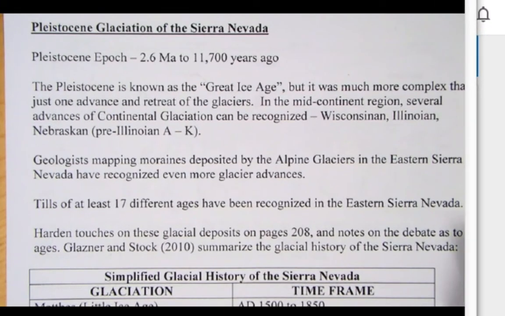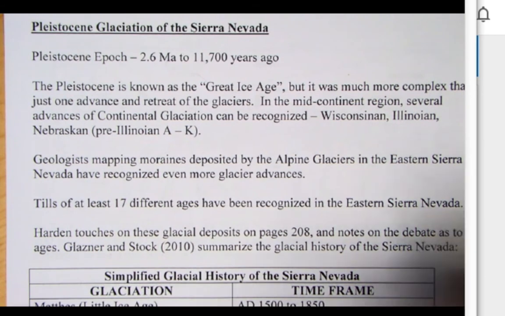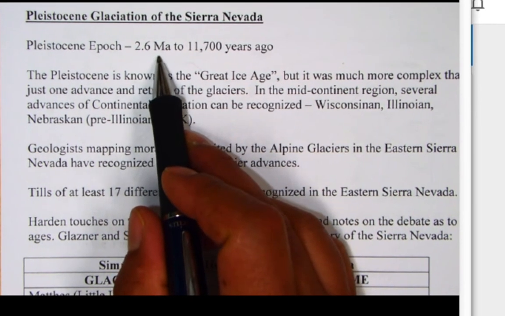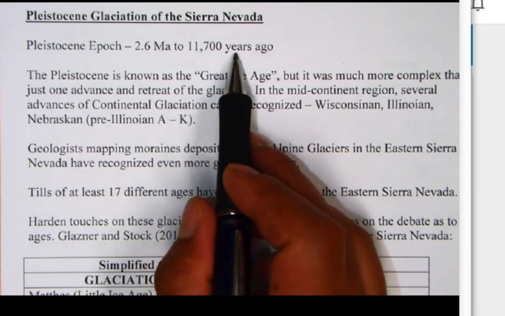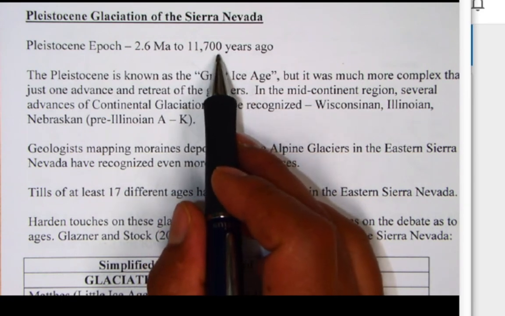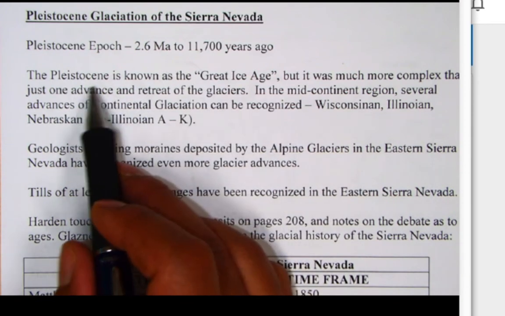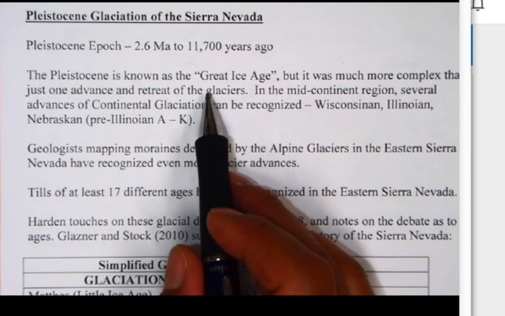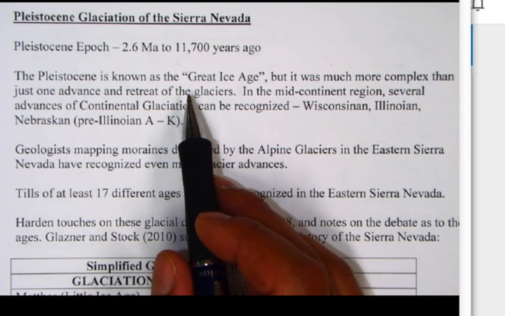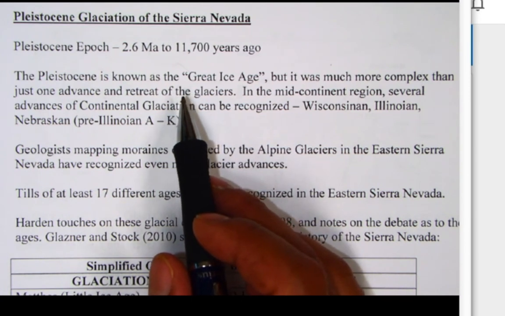Today I'm going to talk about the Pleistocene glaciation that occurred in the Sierra Nevada. When we look at it, this Pleistocene epoch occurred from 2.6 million years ago to 11,700 years ago. This time was known as the Great Ice Ages, but it wasn't always frozen during that time. In fact, there were periods during this Ice Age where glaciers retreated and it might have been a little bit warmer than it is today. But certainly there were several advances and retreats.